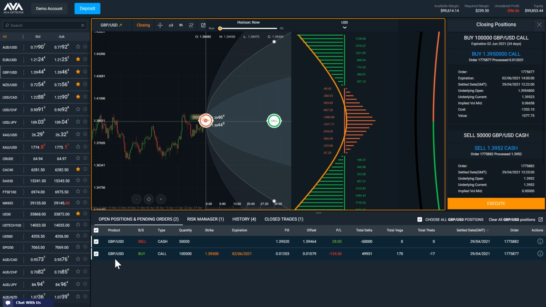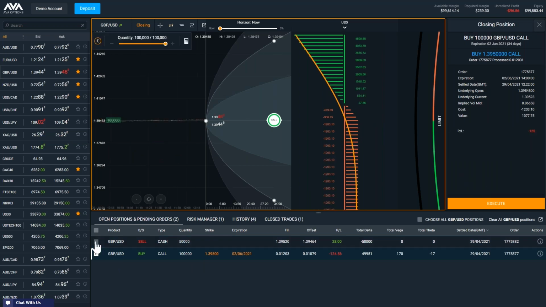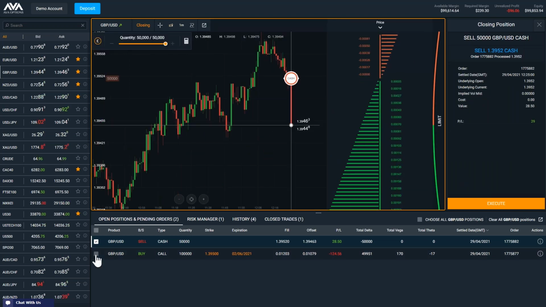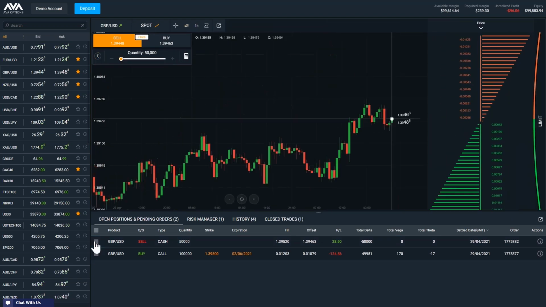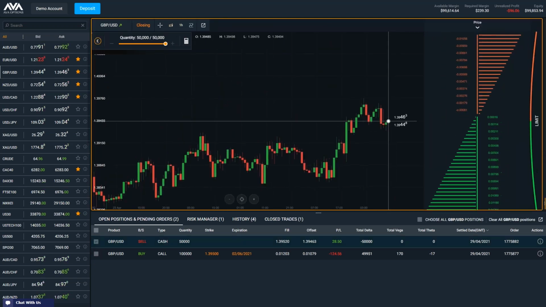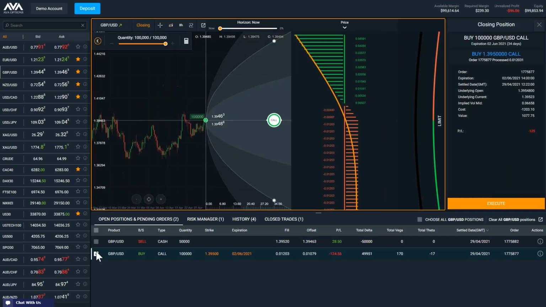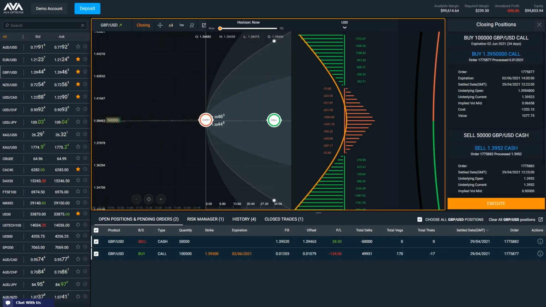So we've converted our position from this to this. Or looking at it another way, this was our spot position. This is our option position. Sorry. This is our spot position. This is our option position. Put them together, and we've converted into the P&L that looks just like a straddle.